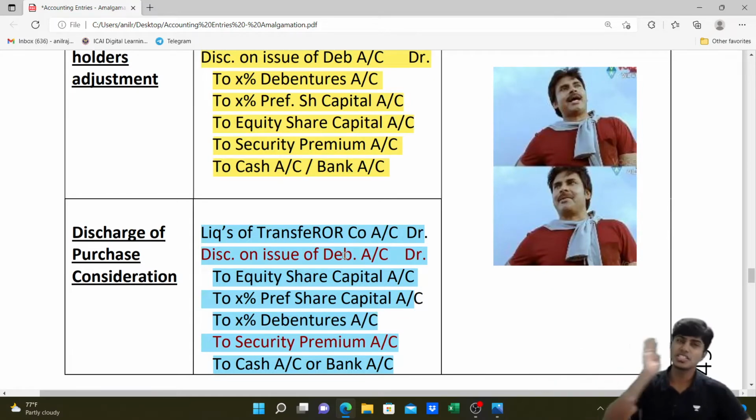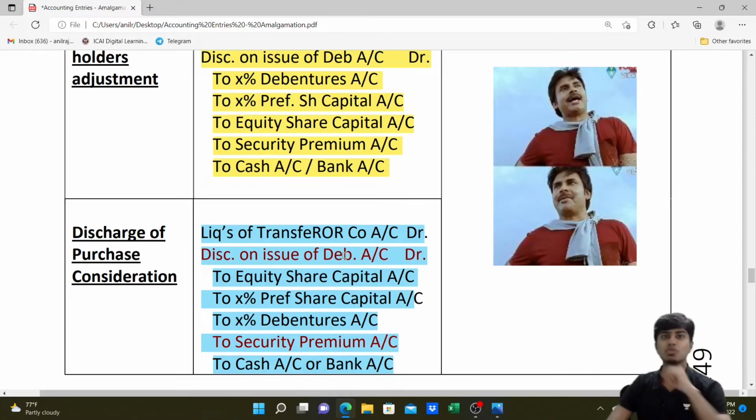And these two entries, settlement of debentures and settlement of purchase consideration by paying to liquidators, are the same in the case of purchase as well as merger. Meaning the settlement of debentures entry and issue of purchase consideration to liquidators entry will be the same under the purchase method as well as the pooling of interest method. So amalgamation in the nature of merger and purchase are not going to be accounted differently when it comes to debenture settlement and PC settlement.